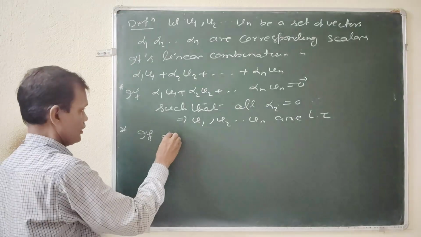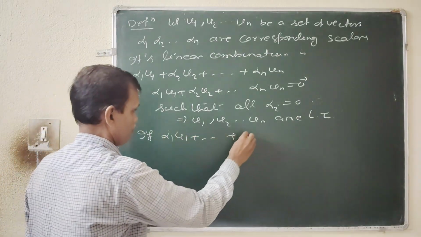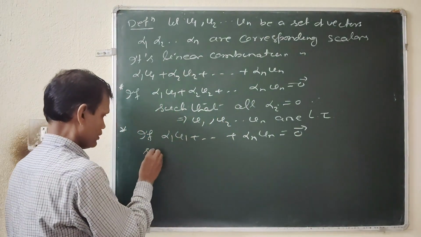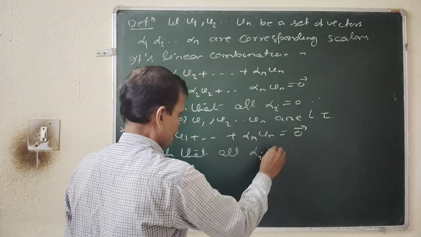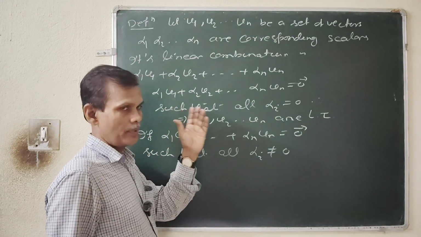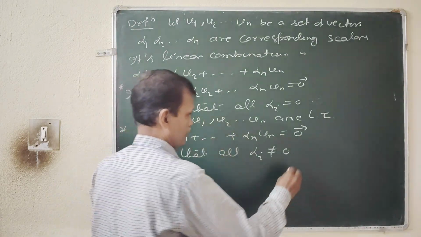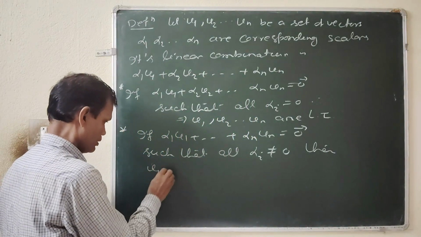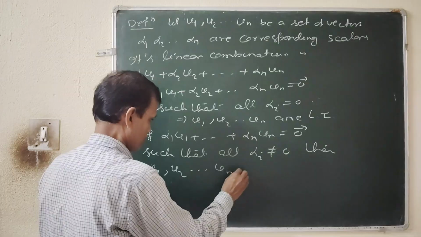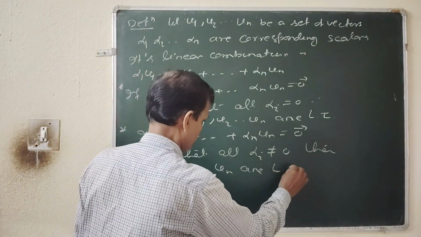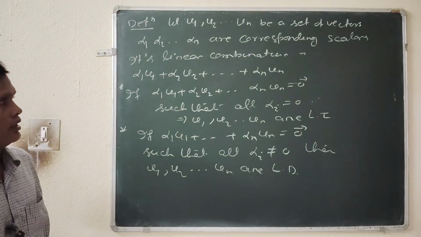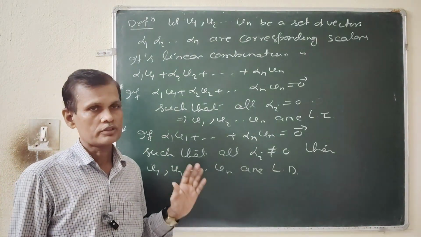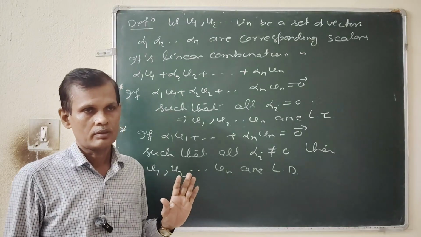If alpha 1 v1 up to alpha n vn is equal to the 0 vector such that all alpha i are not equal to 0, that means some may be 0, some may not be 0, then v1, v2 up to vn are linearly dependent. This is the definition. Now we will consider different examples and cases to test whether a set of vectors is linearly independent or dependent.